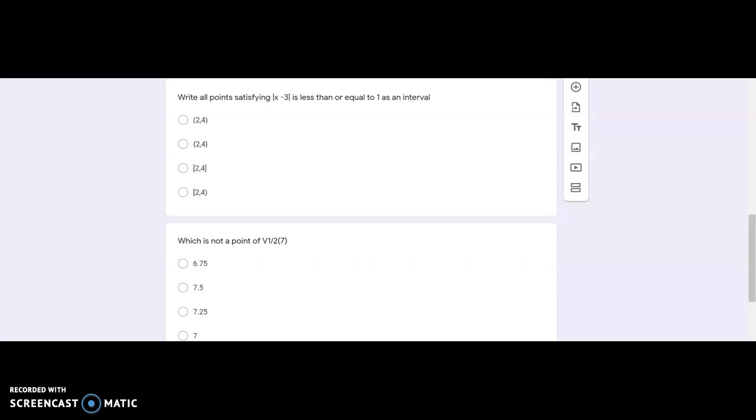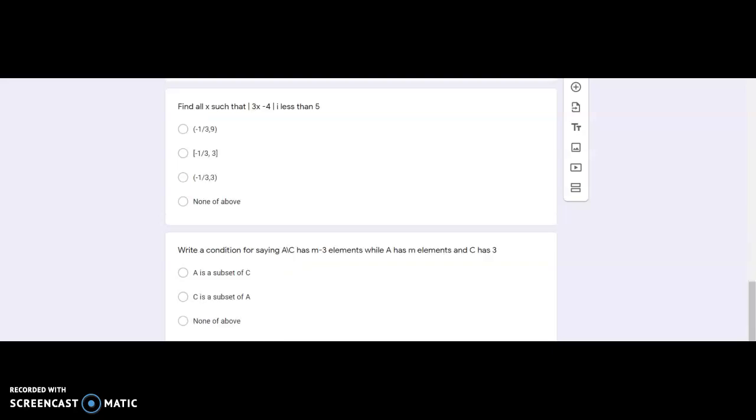Then the 8th question, which is not a point of V 1 by 2, 7. The options are 6.75, 7.5, 7.25 and 7. Which is not a point of V 1 by 2, 7? That is the 8th question. Write the answer. Now we move to the 9th question.